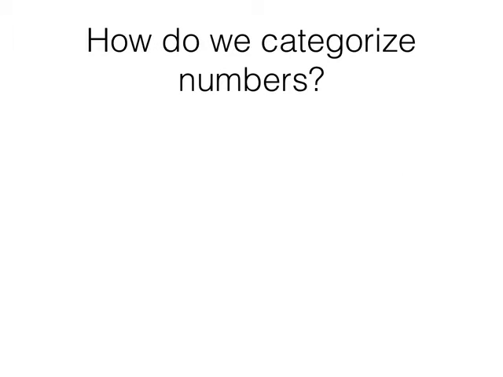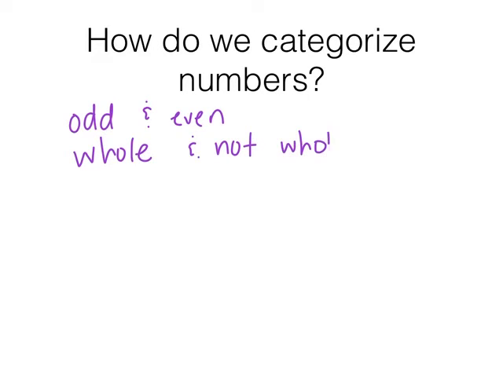First of all, how do we categorize numbers? There's a bunch of different ways that we categorize numbers. For example, odd and even. We learn about that pretty quickly. 2, 4, 6, 8 for our evens, 1, 3, 5, 7, etc. for our odds. That's one way to categorize numbers. Whole, okay, and not whole. We don't really have a specific word right now. We will in a minute for those fractions, okay?